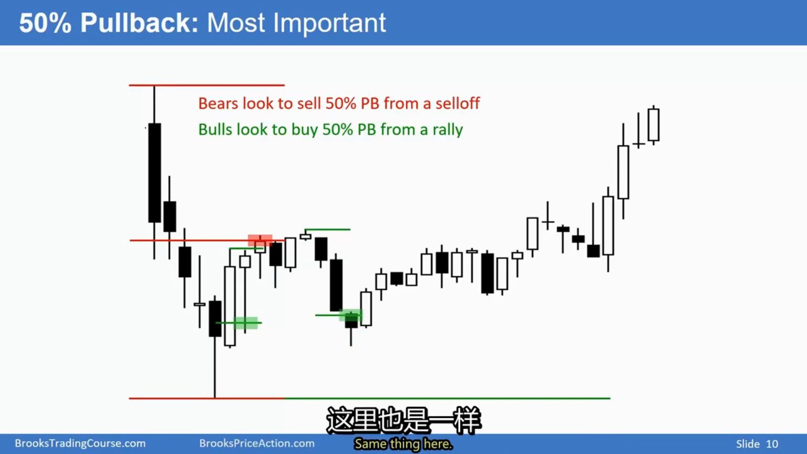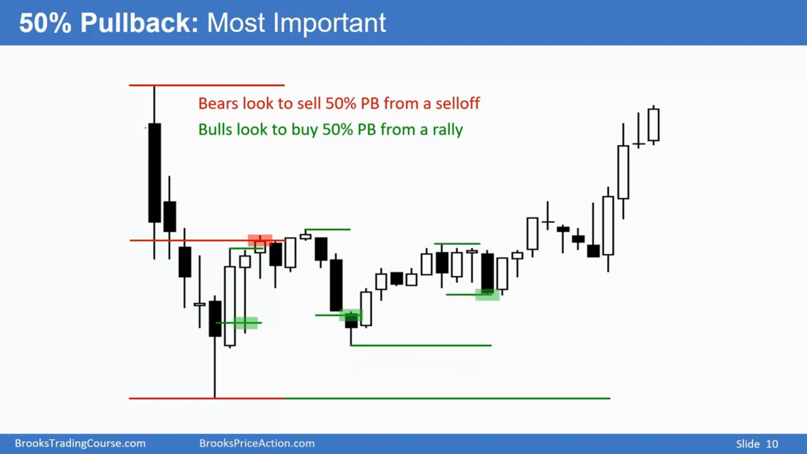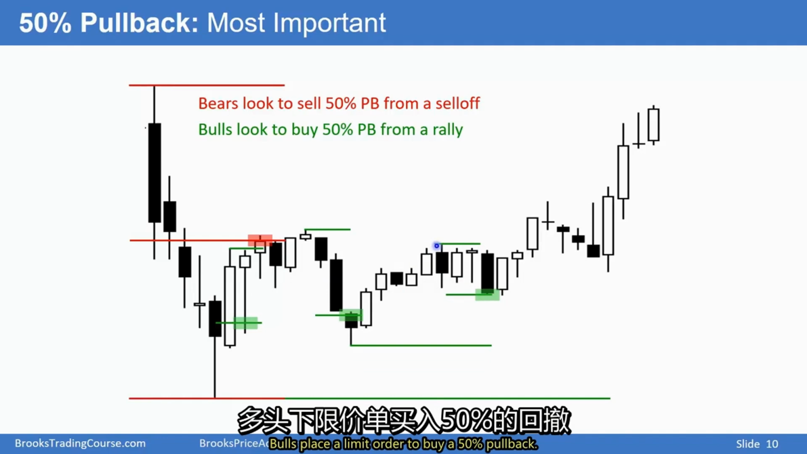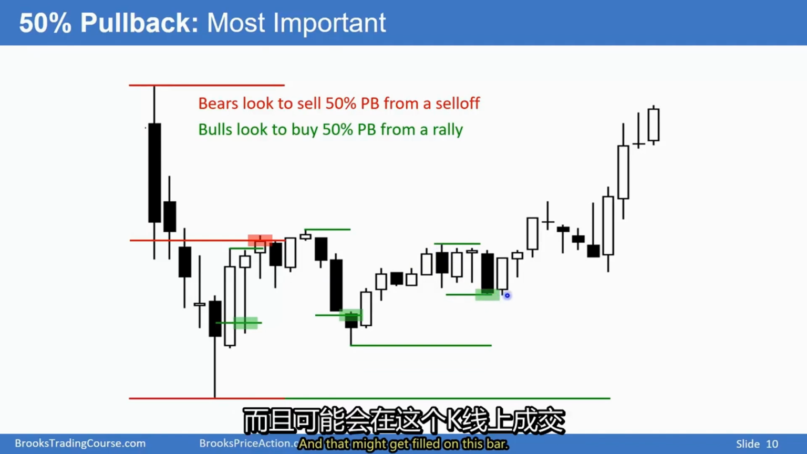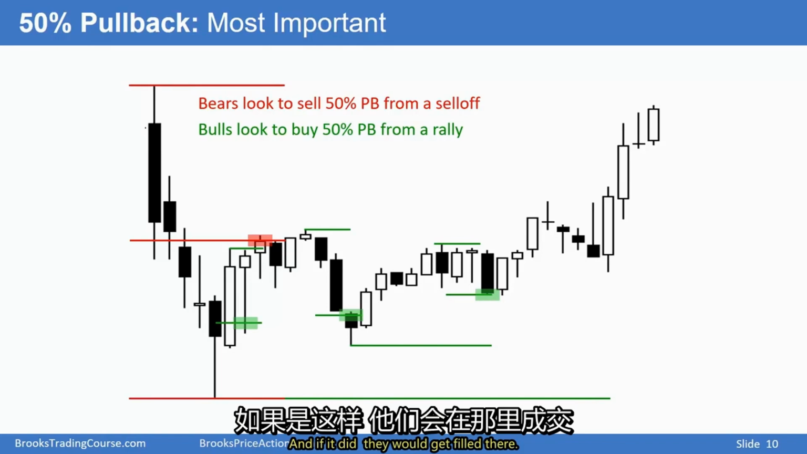Same thing here. The rally now extends up to here. It began down here. Here's a 50% pullback. So a lot of bulls will place a limit order to buy there or on the reversal up. A new leg up, this low, that high. Bulls place a limit order to buy a 50% pullback, and they might get filled on this bar. That bar clearly went, well, no, it's clear. It looks like it went below the line, and if it did, they would get filled there.